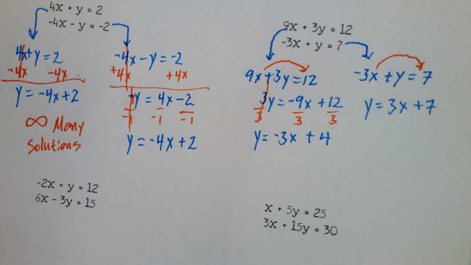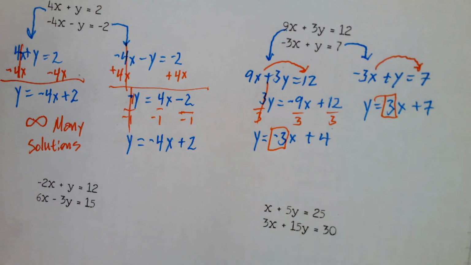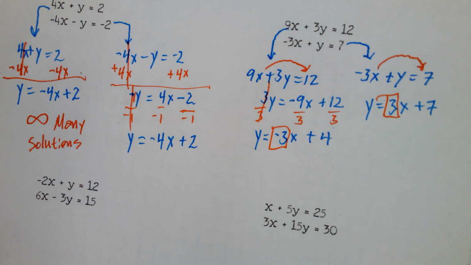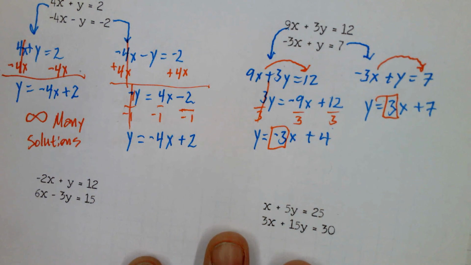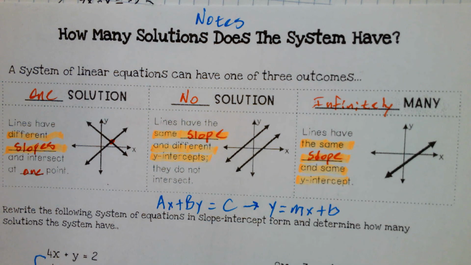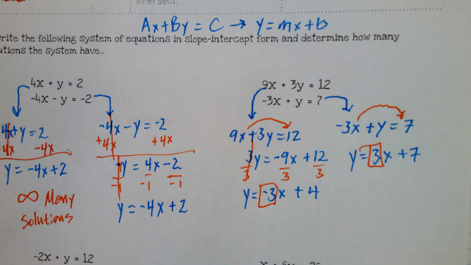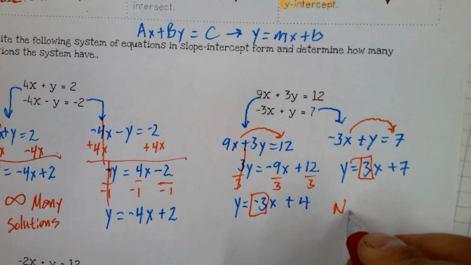So now let's make a decision. What do we notice about these slopes? Negative 3 and positive 3, are they equal? No, not equal. So which of these cases does it fall under? One solution. Different slopes. Even though they're opposites, one's positive, one's negative of the same number, doesn't matter. They're not equal. If they're not equal, one solution. You could just stop right there.